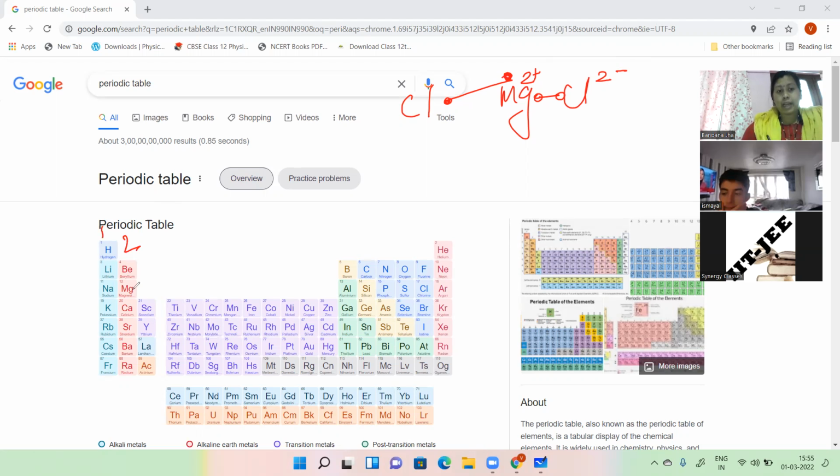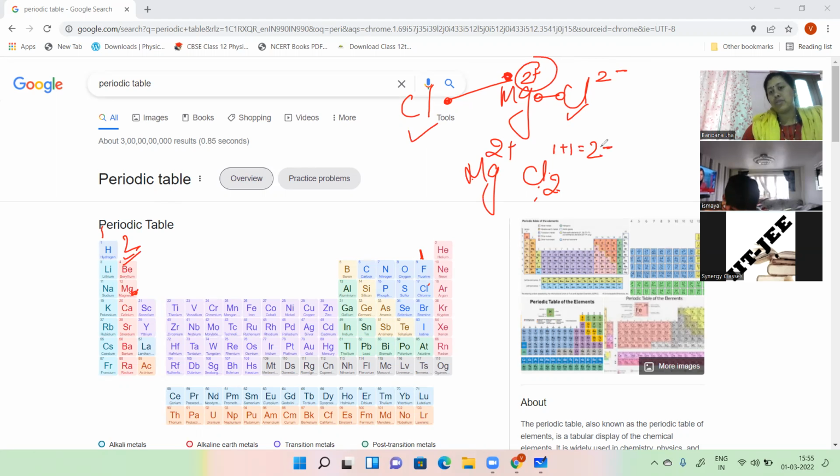Magnesium, how many electrons is it donating? 2 electrons. That's why it becomes 2 plus. Chlorine is 1. But how many chlorines have we added? 2 chlorines. That's why it will become Mg2+ and Cl2. So 1 for one chlorine and 1 for another chlorine. So it will become what? Minus 2.